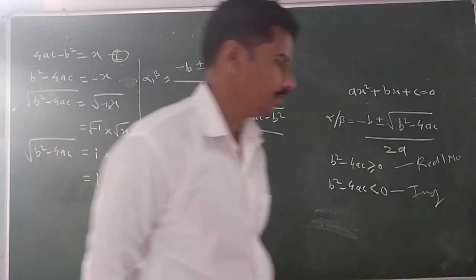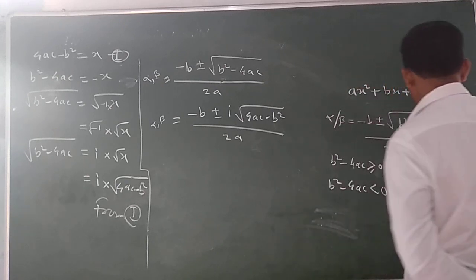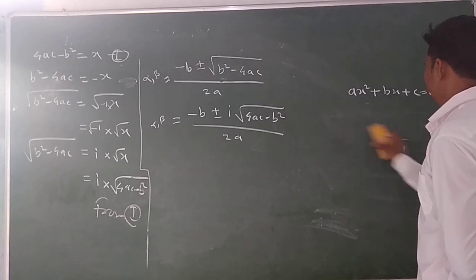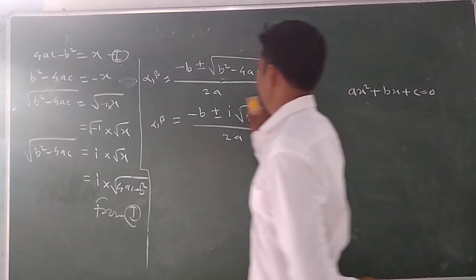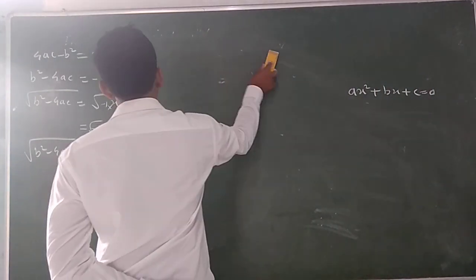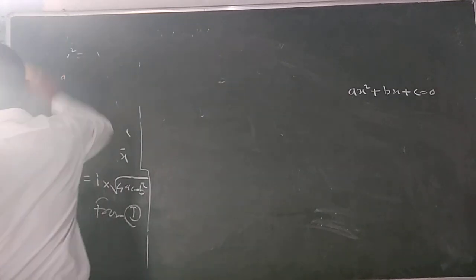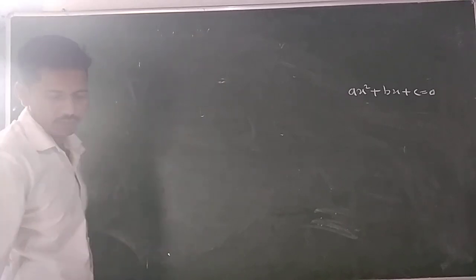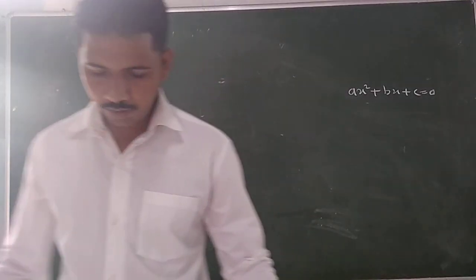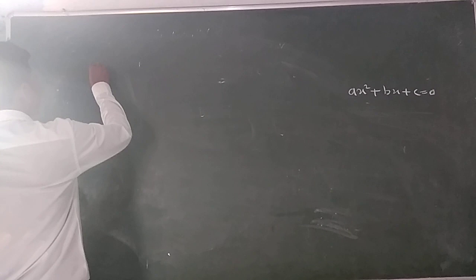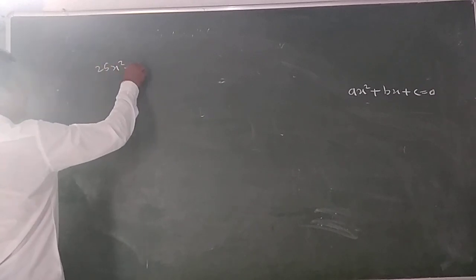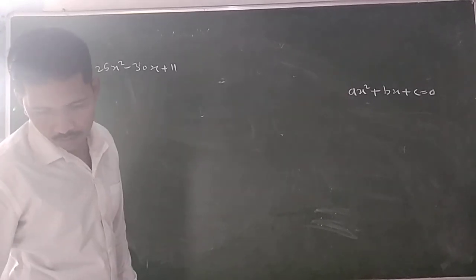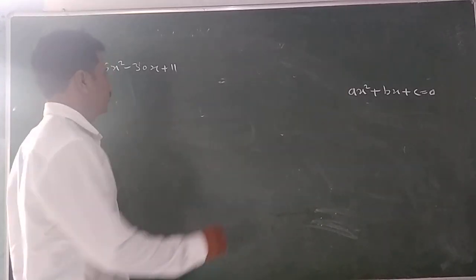Solve equation. There is an example. Solve the equation 25x square minus 30x plus 11 is equal to 0 by using the general expression.